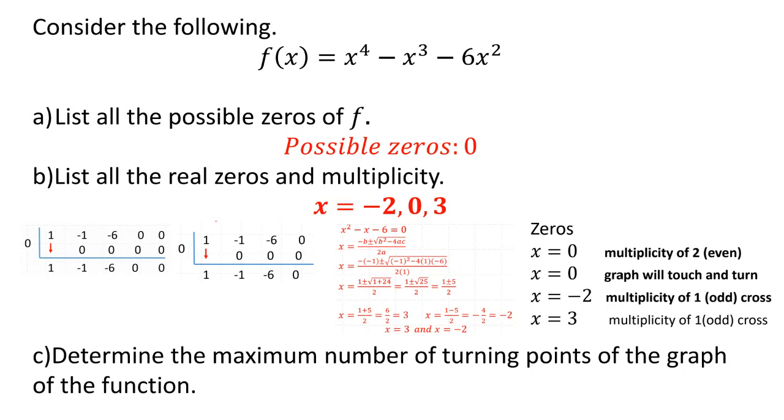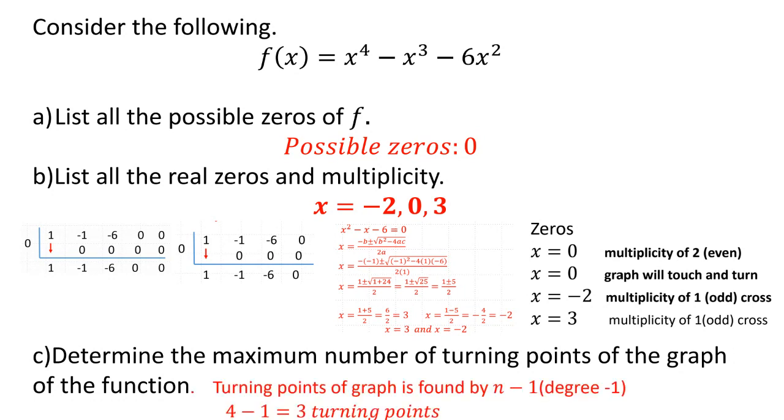Okay. Determine the maximum number of turning points. To do that, that one's very easy. We look at the degree of the polynomial. The degree of our polynomial is 4, and we're going to subtract 1 from that. So 4 minus 1 is 3. So this graph has at most 3 turning points.